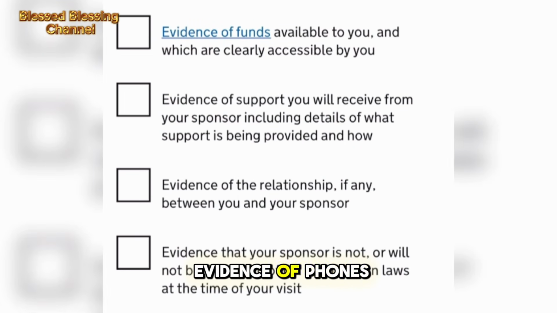Remember, on this evidence of funds, you upload both you, the applicant, your bank statement, and that of the person sponsoring you. Very important. The next one, evidence of support you will receive from your sponsor, including details of what support is being provided and how. The next one, evidence of relationship. This evidence of relationship, I think, is essential.